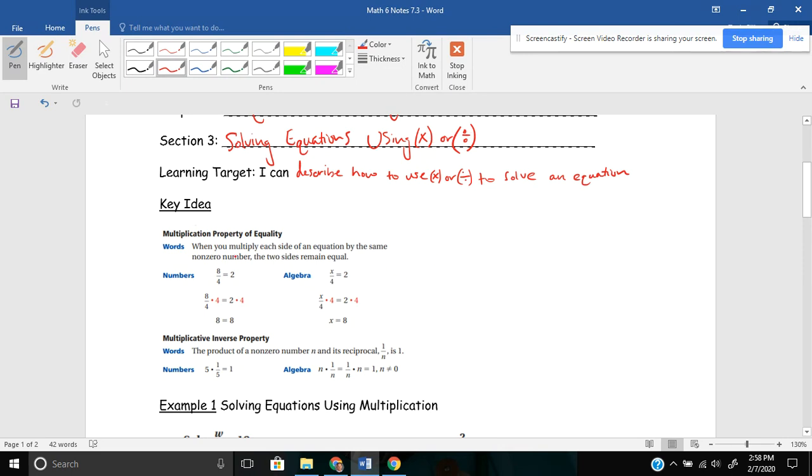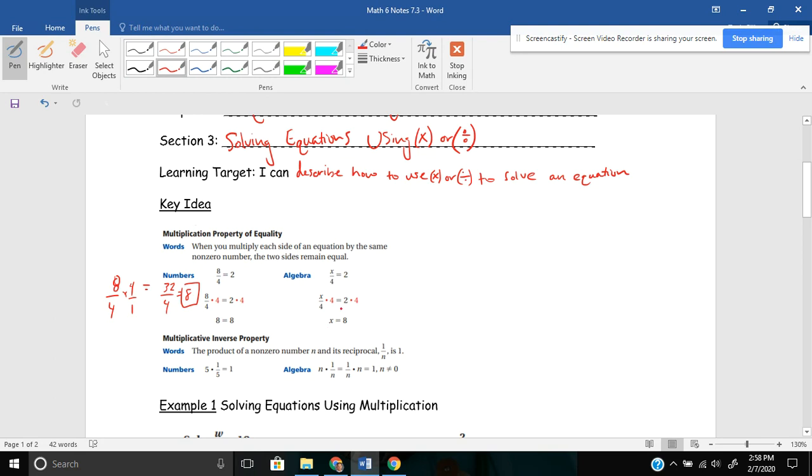And the thing to remember is when you multiply each side of an equation by the same non-zero number, the two sides remain equal. For example, if you had 8 divided by 4 equals 2, well, you know 8 divided by 4 is 2. If you were to multiply both sides of that equation by 4, 8 over 4 times 4 would give you, multiplying it across, 32 over 4, and 32 divided by 4 would give you 8. And if you did the same thing on the right-hand side of the equation, 2 times 4 is 8.